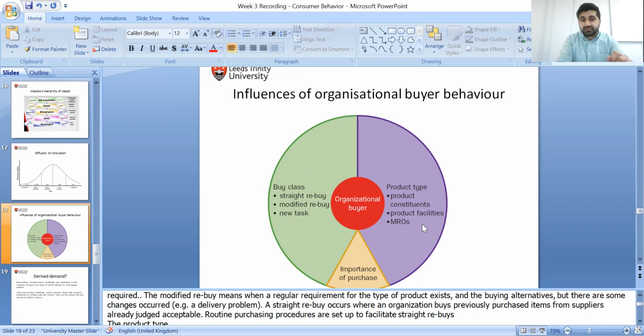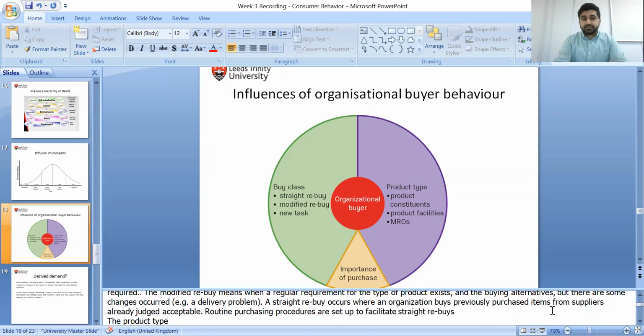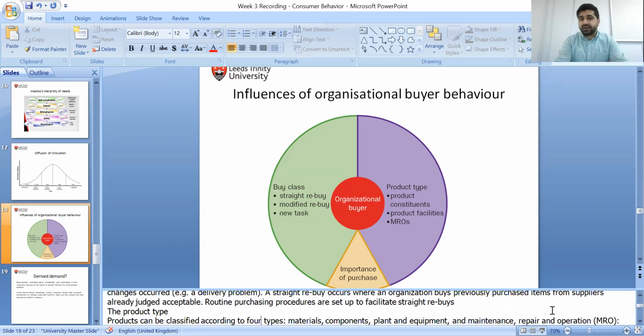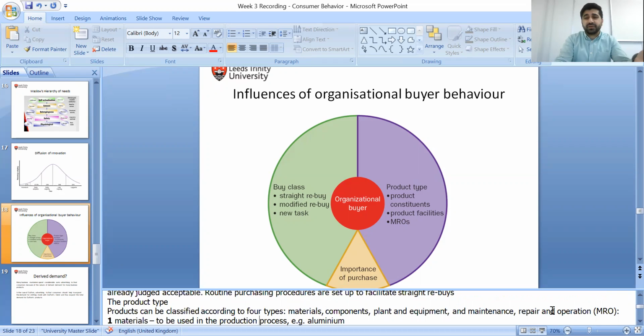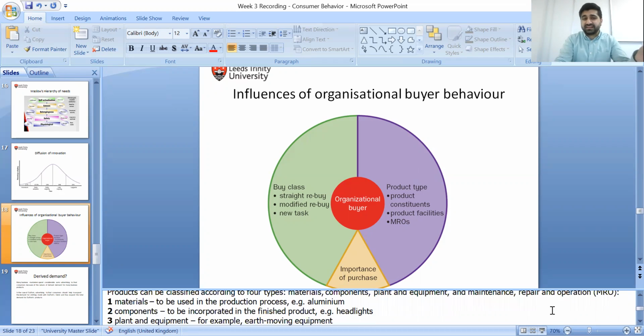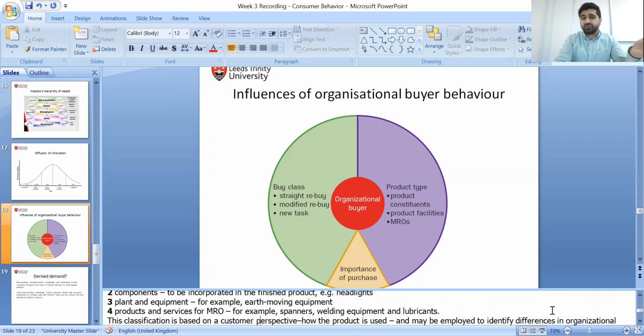Number three is straight rebuy. Straight rebuy occurs when an organization buys a previously purchased item from suppliers already judged acceptable. Routine purchase procedures are set up to facilitate straight rebuy. So all regular purchases from the suppliers are called straight rebuy. The product types include components, constituents, facilitating products, and MRO. MRO means maintenance, repair and operations. So all materials, components, and plant machinery, products or services, all come under the product type.